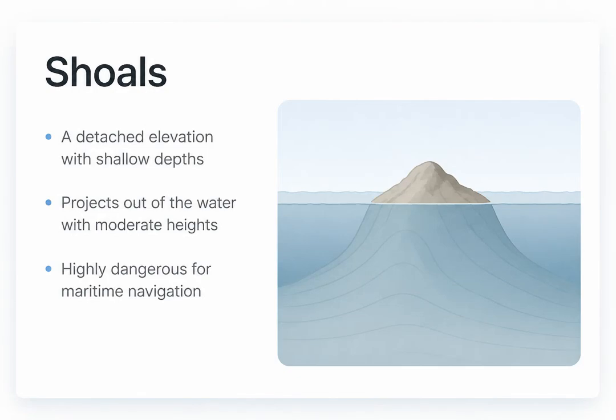A shoal, on the other hand, is a detached elevation where the water becomes extremely shallow. Unlike banks, shoals often project out of the water or sit just inches below the surface. Because they are so shallow and can shift with ocean currents, shoals represent a major hazard to maritime navigation, and sailors must carefully map and avoid them.